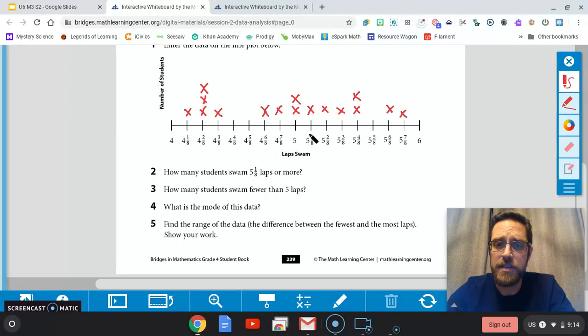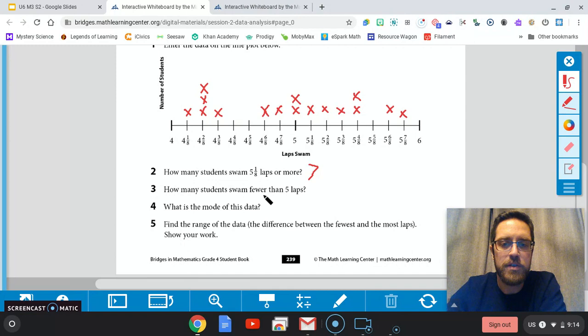So now, all I have to do is count the X's that are 5 1/8 and greater, because it says more. So 1, 2, 3, 4, 5, 6, 7. So how many swam 5 1/8 laps or more? 7 students. Then let's look at the next one.